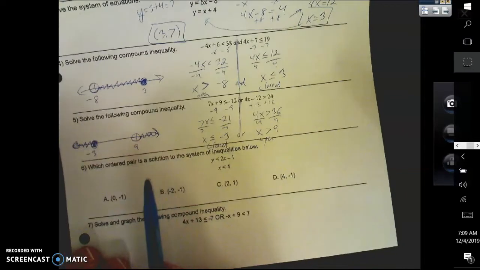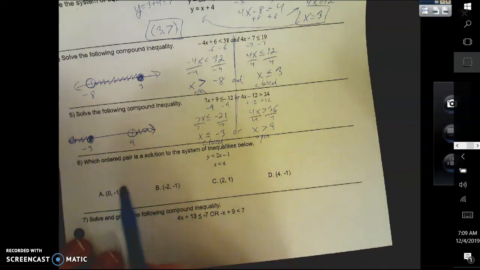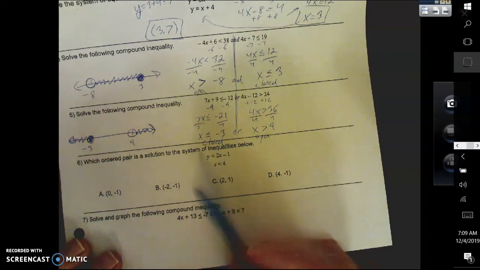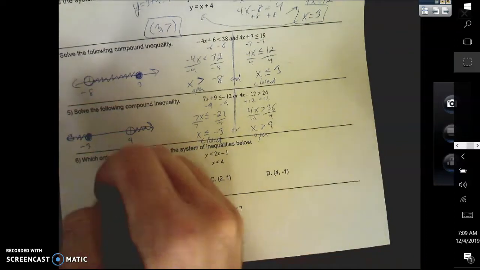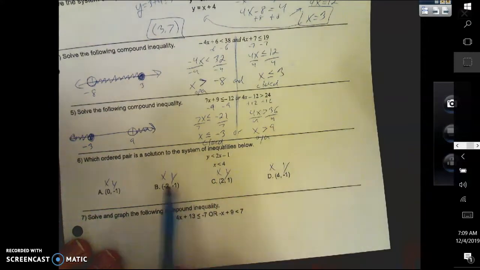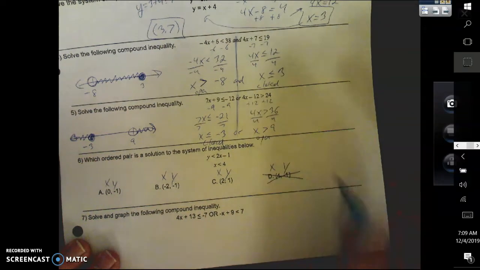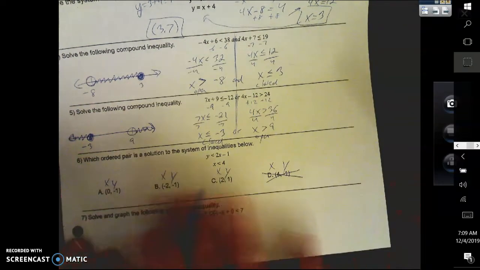Which ordered pair is a solution to the system of inequalities below? What this means is you want to find which of these x-y pairs work for both of them. First off, look at the bottom one. You need to have something that's less than 4. So this one doesn't work because 4 is not less than 4. Get rid of it. So these 3 work.